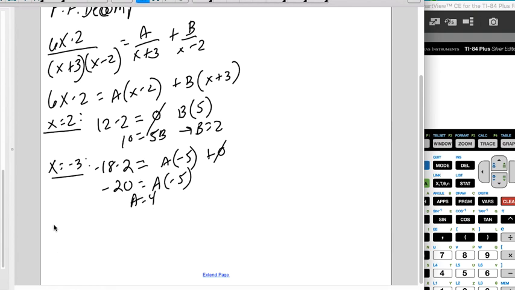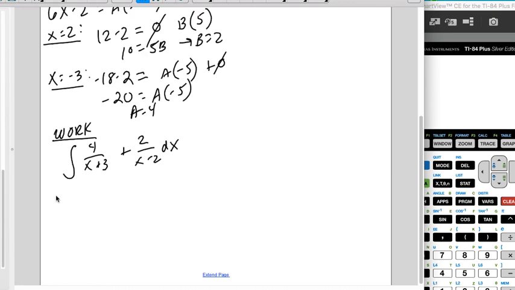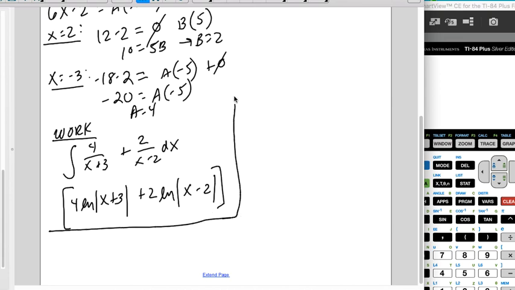So now I keep doing work, right? Because I'm going to go ahead and integrate without those bounds. So I had 4 over x plus 3 plus 2 over x minus 2 with respect to x. When I integrate that, I get 4 natural log of the absolute value of x plus 3 plus 2 natural log of the absolute value of x minus 2. Right? And that's pretty much what I'm going to do. I'm going to go back up and take that and plug in those values, right?